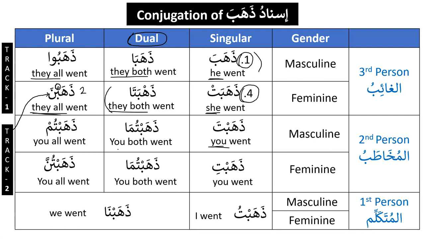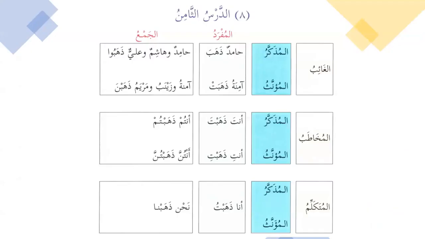All of them have the hidden pronoun inside it. And that's the beauty of the Arabic verbs. This is what we have learned already. Let's see what the Sheikh rahimahullah is going to teach us now. Lesson number 8. So al-ghaib, the third person, al-mudhakkaru wal-mu'annathu. For mudhakkaru we have hamidun dhahaba.